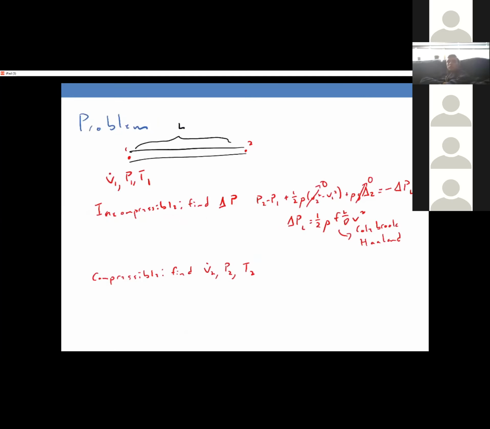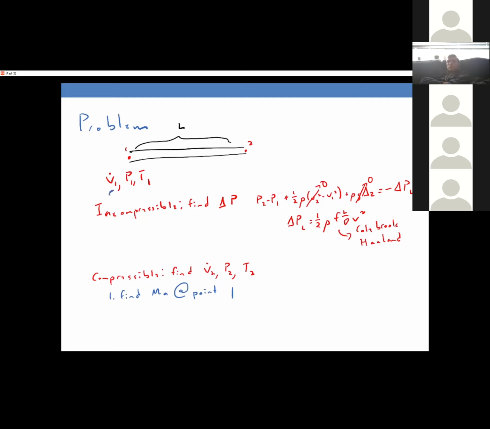And then you can find all of those things, and that's good. But first, we want to find Mach at point 1. And we have the volumetric flow rate and the temperature and the pressure there. So what should we do? Use the ideal gas law. Okay. So use the ideal gas law to get the properties.